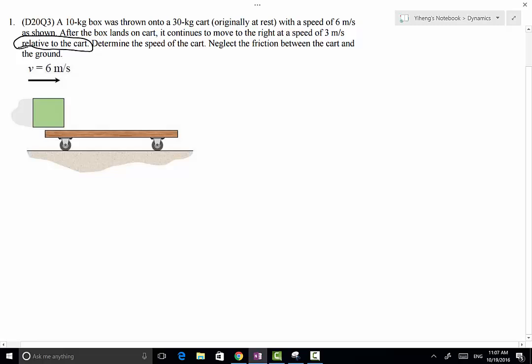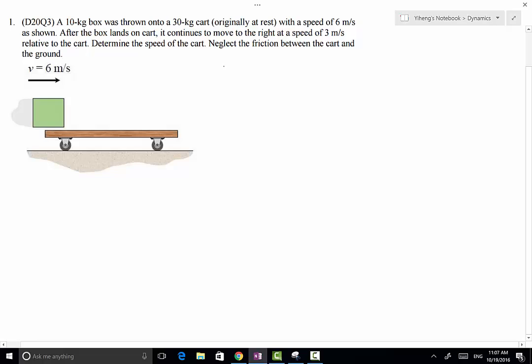We can neglect the friction between the cart and the ground. Therefore, we can treat the box and the cart as one system. And during this very short period of time when the box lands on the cart, there are no external forces significant enough to change the total momentum of this system. Therefore, the total linear momentum of the system is conserved. So we can write our conservation of momentum equation.